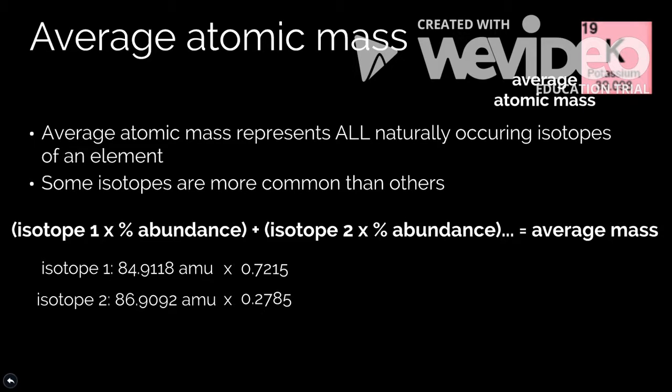So now what we do in this case, we just need to multiply our mass by that decimal abundance that we have. So in this first one, 84.9118 multiplied by 0.7215 gives you the result of 61.27 atomic mass units. And in the second isotope, 86.9092 atomic mass units multiplied by 0.2785 gives you the result of 24.20 atomic mass units. And then all you have to do to get the final average atomic mass of this element is add these two numbers together. So 61.27 plus 24.20 atomic mass units gives you 85.47 atomic mass units.